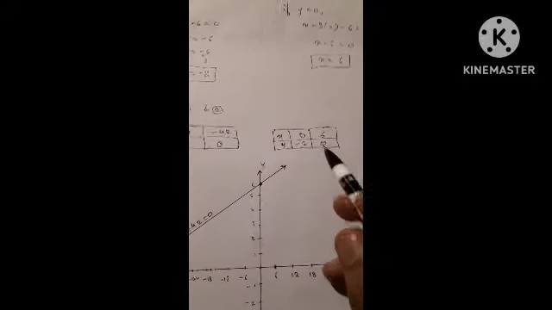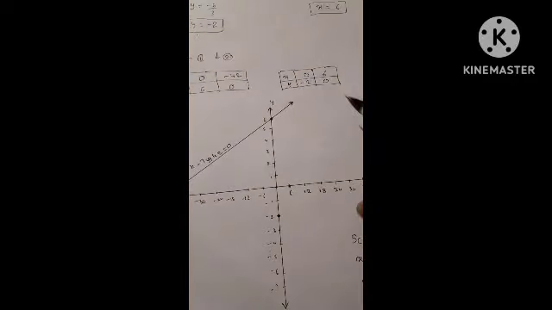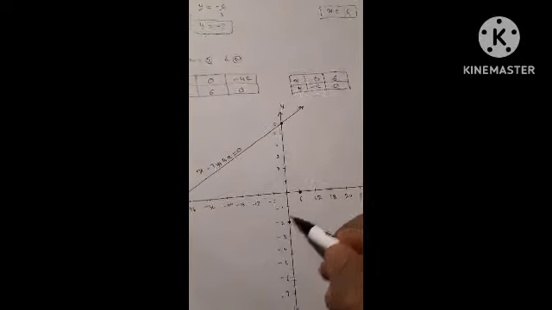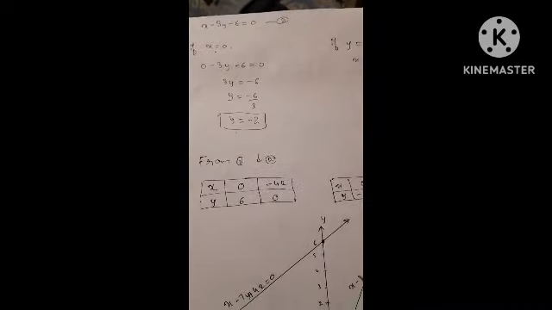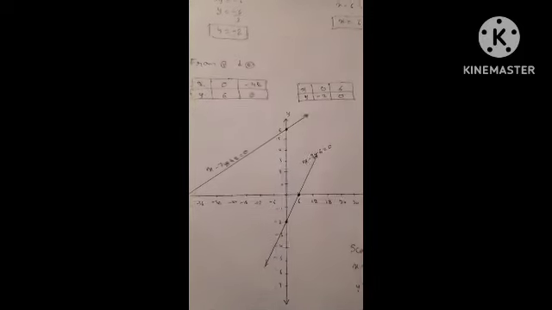Similarly, the second one. When x is 0, we get y as minus 2, which will be here. And when y is 0, we get x as 6, which will be here. So we need to connect these two points now, and similarly we have to write the equation for it, which will be x minus 3y minus 6 equal to 0. So this we have represented graphically.